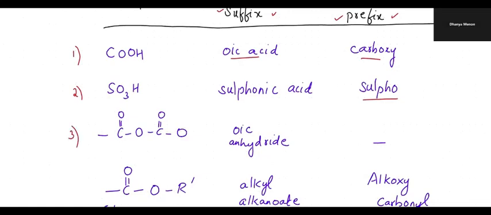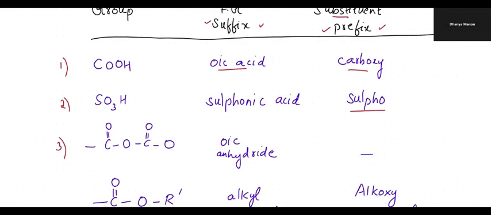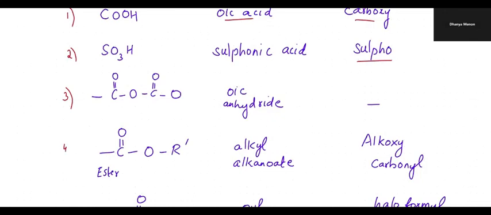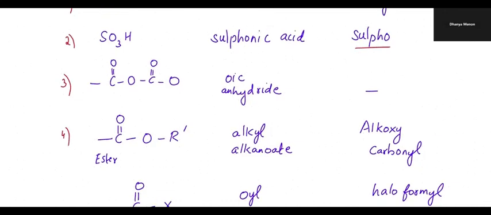So the suffix that we use for anhydride when it becomes the primary functional group is oic anhydride, and prefix it doesn't usually become. Okay. So please take a screenshot. Fourth one is the ester. So when it is the suffix, we use alkyl alkanoate. Okay, so this is the suffix. If it is the prefix, we use alkoxycarbonyl. Okay, so once you memorize, when we practice different questions, it will be easy.